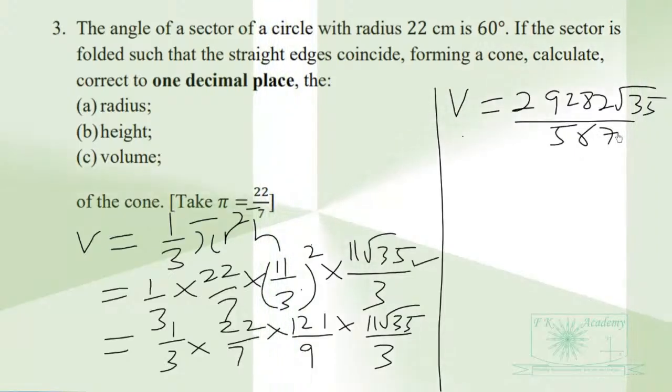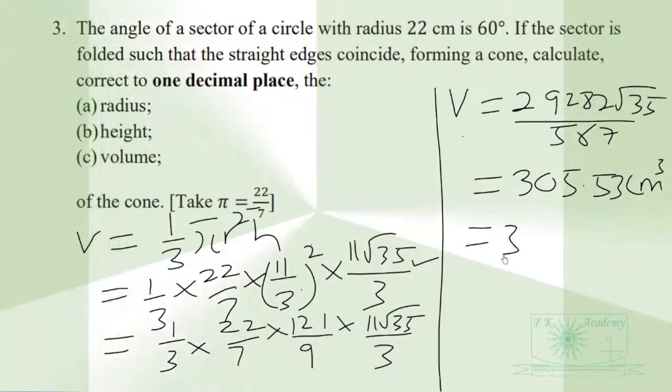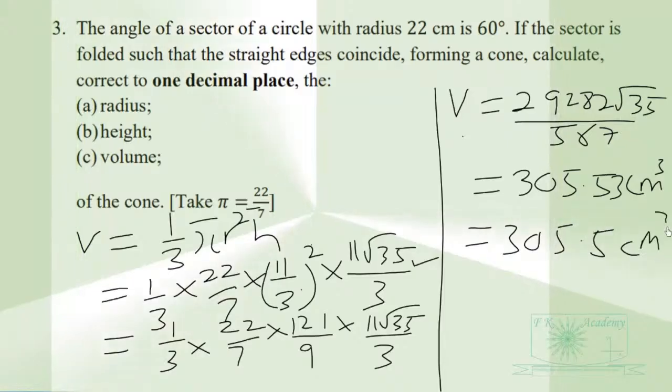So 29,285 root 35 over 567. So this will simplify to 305.53 centimeter cube. To one decimal place, that will give us 305.5 centimeter cube.